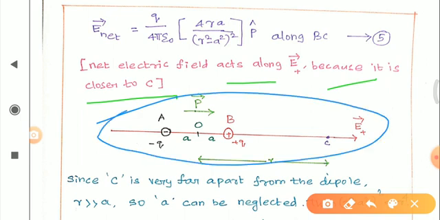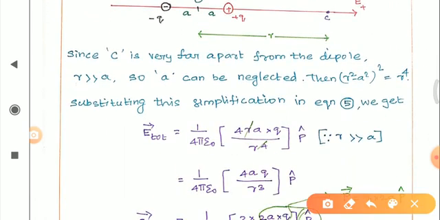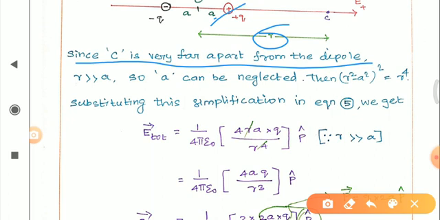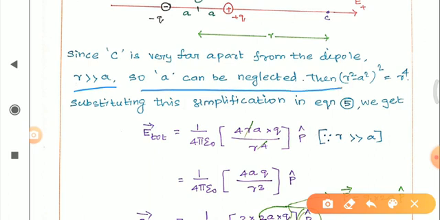Okay, right. Then I explained here, since C is very far apart from the dipole, we can compare the distance R and A, right? A is a very small distance, but R is a longer distance. So when we compare R and A, R is very much greater than A, so A can be neglected. Actually A square can be neglected.